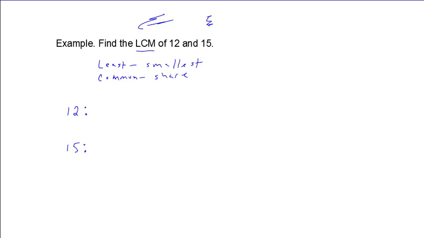By the way, if you were asked to find the least common multiple between three numbers, you would just put the third number and you'd list its multiples until you found the one they all shared. So here we go. 12 times 1 is 12. 12 times 2 is 24. 12 times 3 is 36. 12 times 4 is 48. 12 times 5 is 60. 12 times 6 is 72. And I'm going to stop here. I can always add more later if I need to. But maybe I don't need to. We'll see.